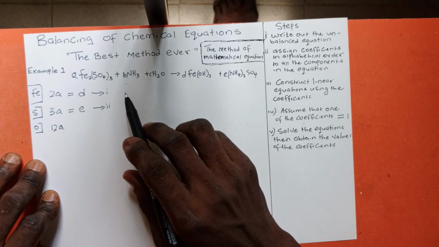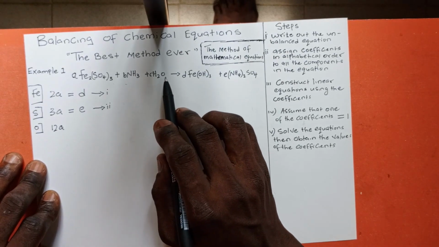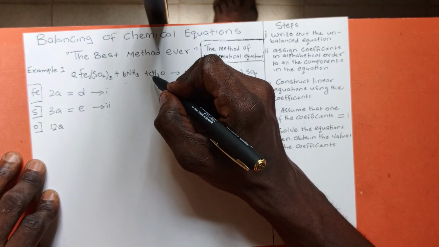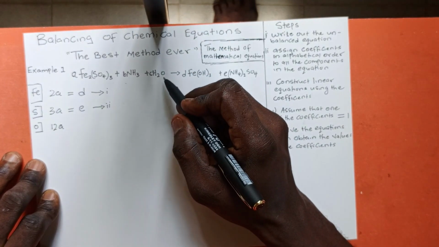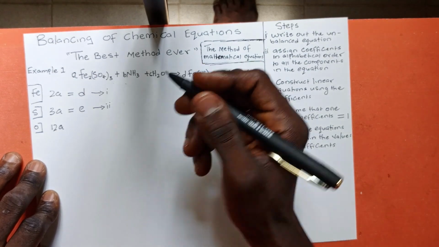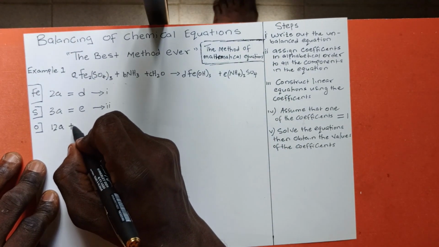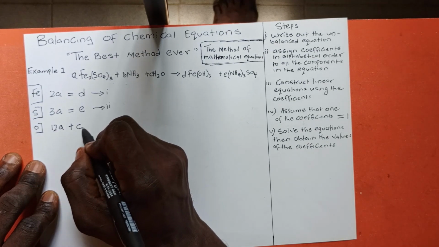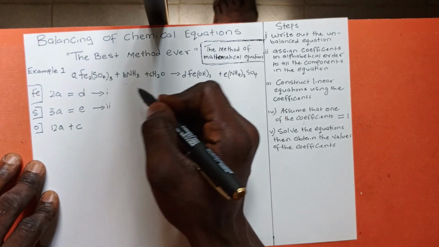Okay. Do I have oxygen atoms on this other side? Yes, I still have an oxygen atom on the reactant side. And how many oxygen atoms am I having here? Just 1. So 1 times C is equal to C. So I'm going to say 12A plus C, because I'm still having the same oxygen on the same reactant side.